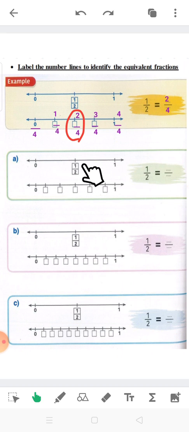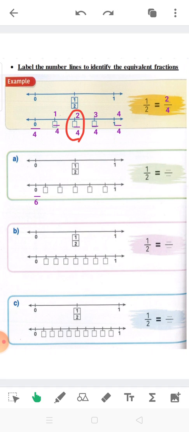0 and 1. We have the benchmark 0 and 1, and we have half. I need to find the equivalent fraction according to the number line here. We skip or cross 0 and count until we reach 1, or just how many jumps. Let's count 1, 2, 3, 4, 5, 6. So the bottom will be 6.